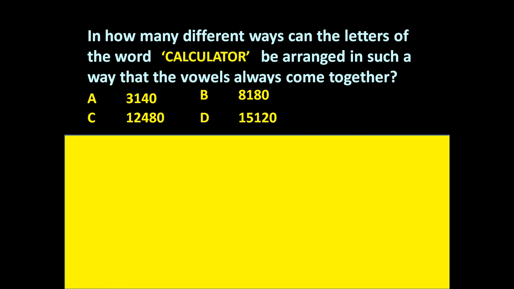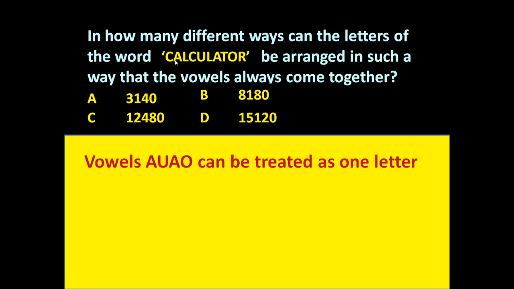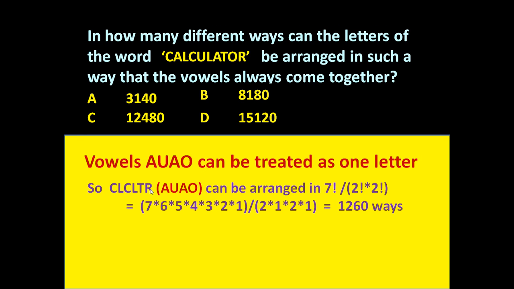Again, what we want is that all the vowels should come together. There are 4 vowels: A, U, A, O. They can be treated as a single letter. If we treat A, U, A, O as a single letter, then the letters will be C, L, C, L, T, R, and A, U, A, O. So 1, 2, 3, 4, 5, 6 and this 7. These 7 letters can be arranged in factorial 7 ways.